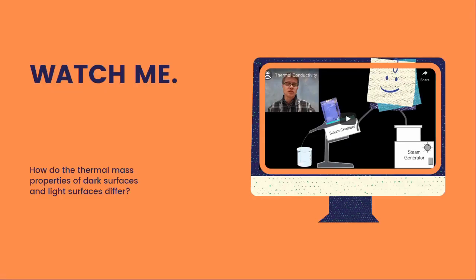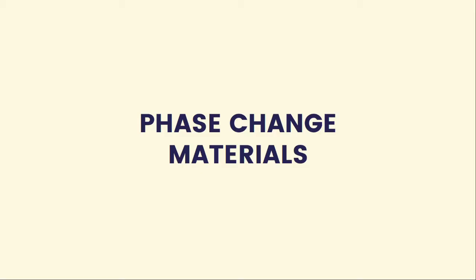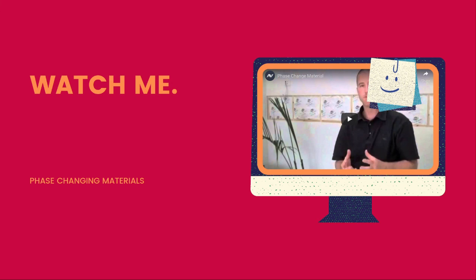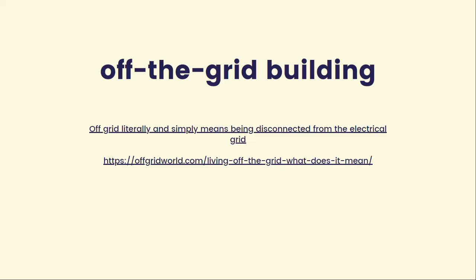Alright, so will you just pause this video now and click on that link, and it will talk about dark surfaces and light surfaces and how they differ in terms of thermal mass. So, phase change materials. Just watch this clip as well through the PDF. Just click the PDF and watch this, and then it'll give you an idea of what phase changing materials are all about.